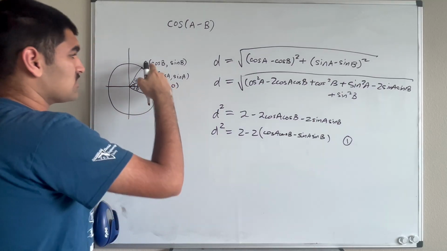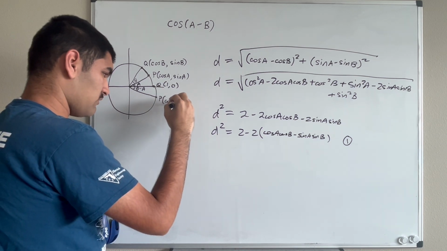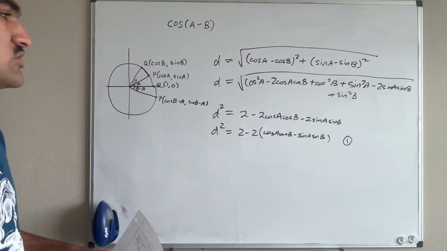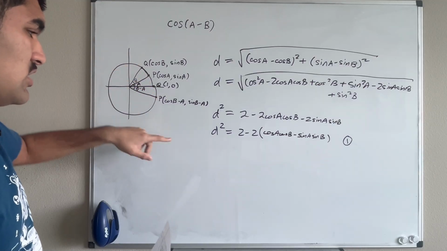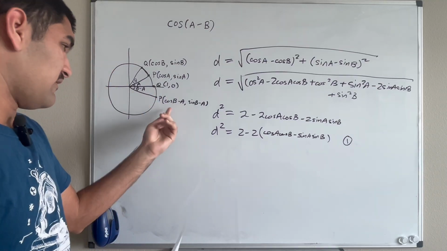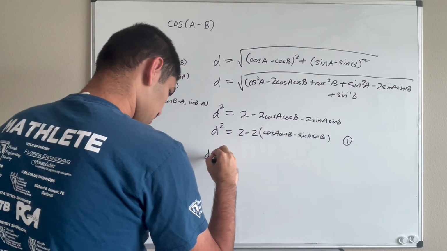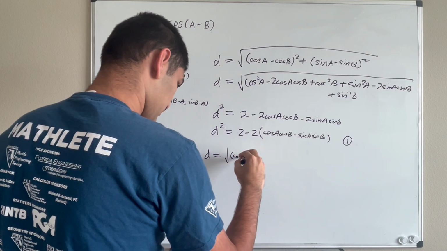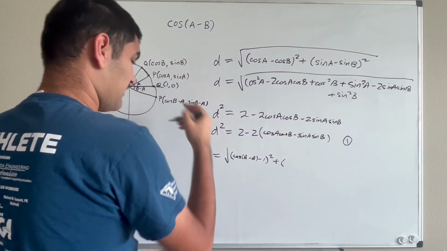Using the cosine, sine form again, the coordinates of P are cosine of B minus A, sine of B minus A. Now we can apply the distance formula again for these 2 points, and the distance must be the same as the earlier distance. So we can set the 2 distances equal to each other and solve for cosine of B minus A. The difference in the x values is cosine of B minus A minus 1, squared, and then sine of B minus A minus 0, squared.